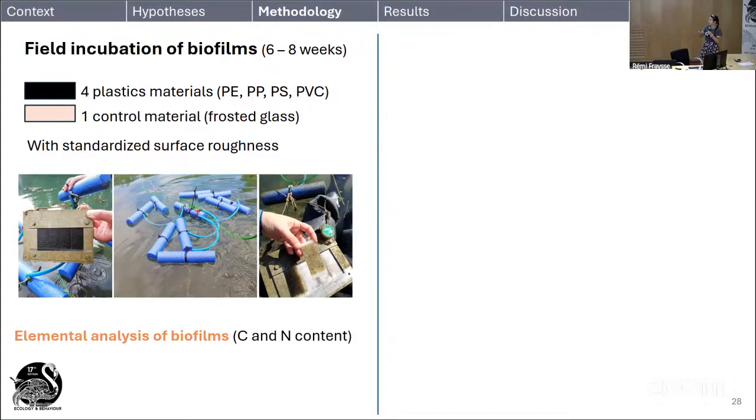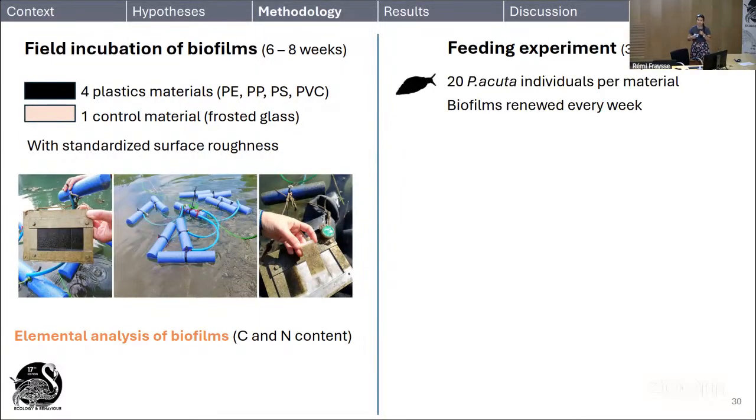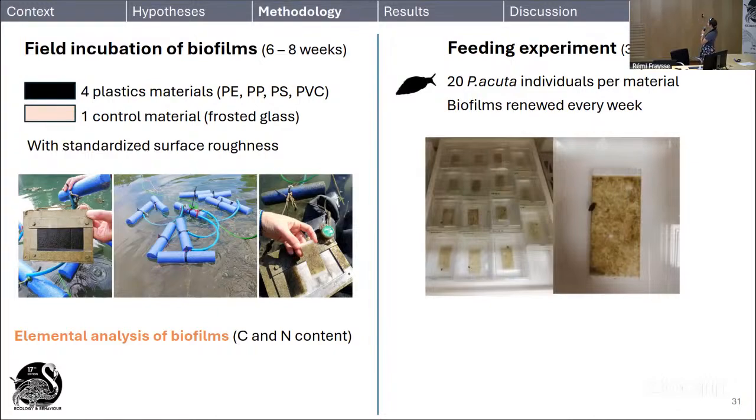So we analyzed this biofilm to do the elemental analysis of carbon and nitrogen. Then we conducted a feeding experiment during 3 weeks where we fed 20 snail individuals per material with the biofilms, and we renewed the biofilm every week. So here you have a few pictures also of the experiment and of one of the snails. And we did weekly individual measurements.